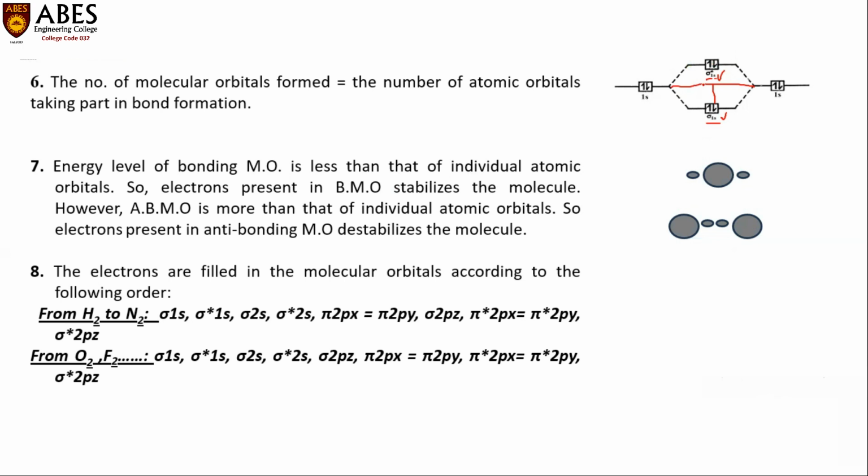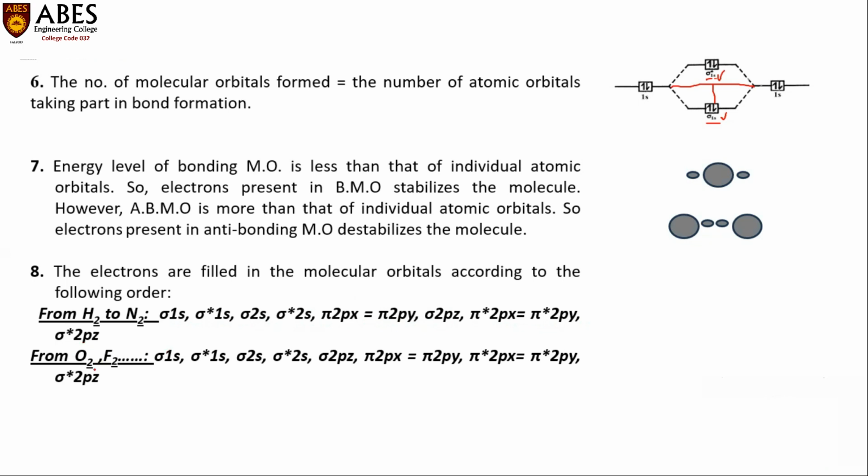Next point, the electrons are filled in the molecular orbitals according to the following order. Up to nitrogen, meaning up to 14 electrons, the electronic configuration would be 1 sigma 1s, sigma star 1s, sigma 2s, sigma star 2s, then pi 2px equal to pi 2py because both have the same energy, and then sigma 2pz, and then pi star 2px, pi star 2py, and after that sigma star 2pz.